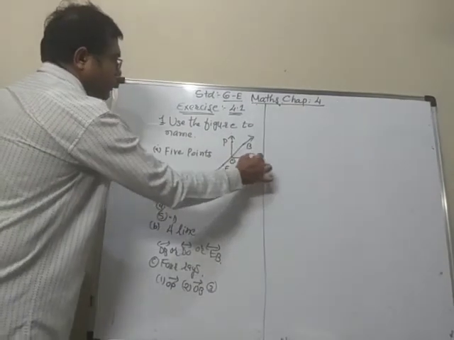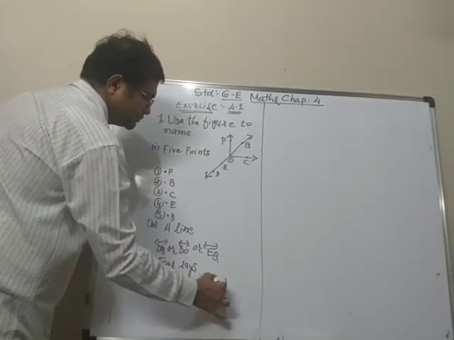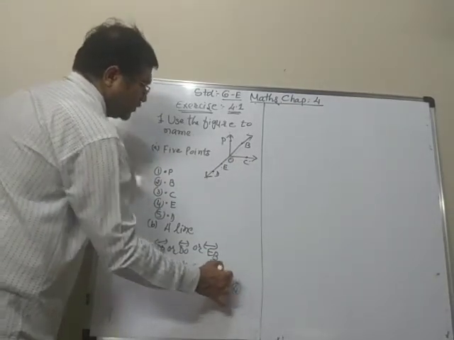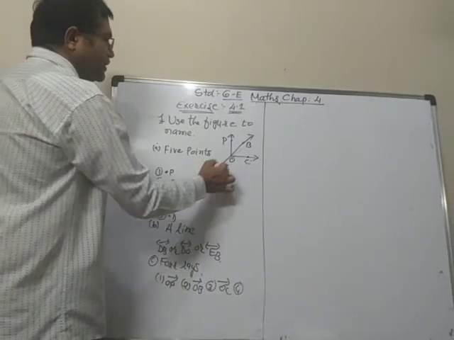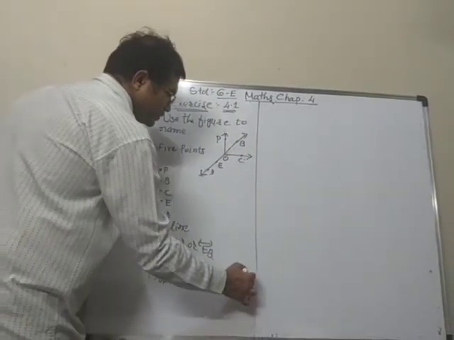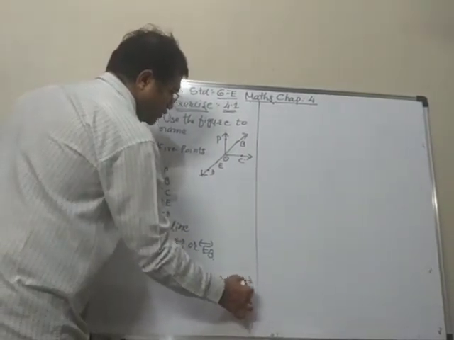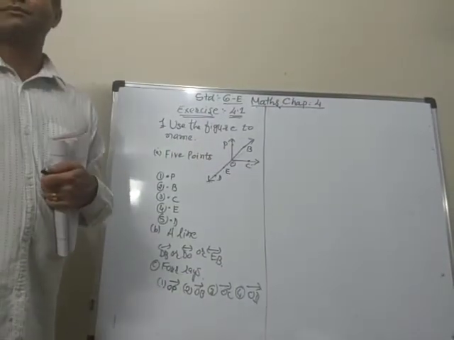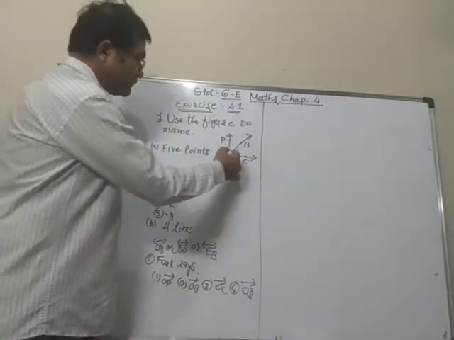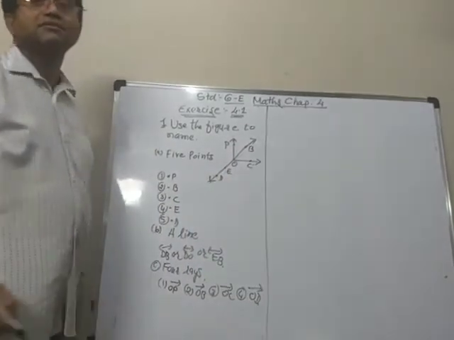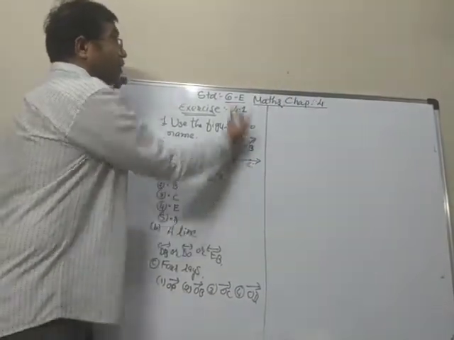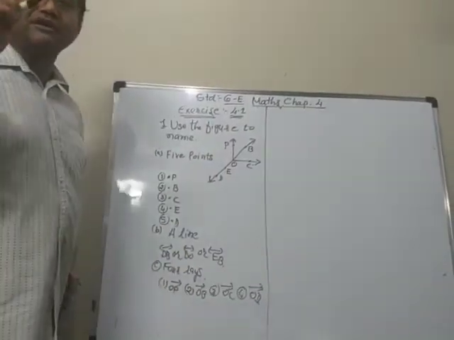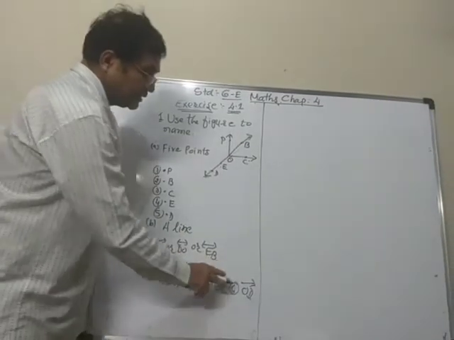Third one, ray OC. And fourth one, ray OD or OE. So we can write down ray OD. And one thing to remind you, it doesn't matter whether the ray is going in this direction or the upper direction, but when we write down their names, there is only one way.